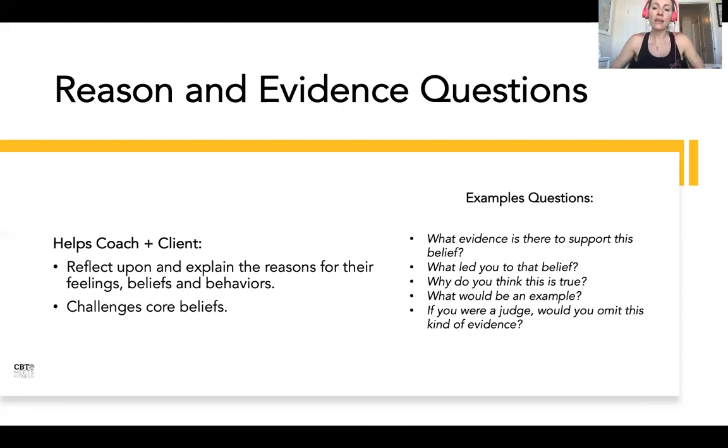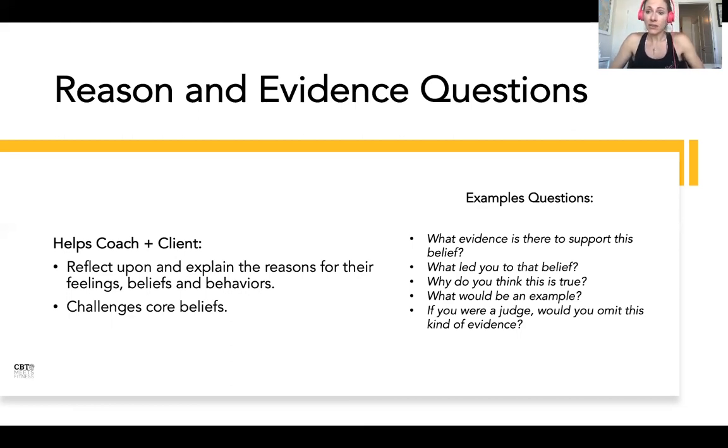We sometimes want to ask, what led you to that belief? That's going to help start to challenge that core belief that's a little bit deeper, starting to get those questions out. Why do you think that this is true? That again will start to activate that core belief rather than the surface level thinking. And we're going to get down into some possible situations they've had to deal with in the past. This is when sometimes the past is going to come up, but it's very helpful when trying to look for evidence. And what would be an example?